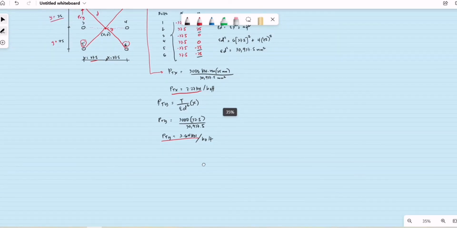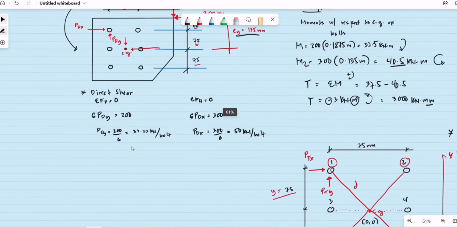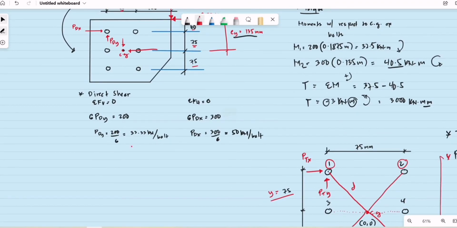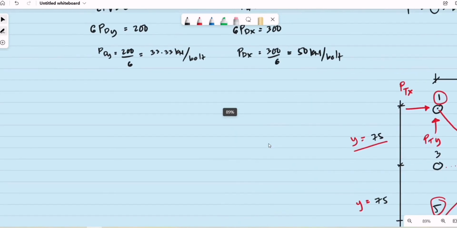Okay, so now we have the values of the direct shear and the torsional shear. Let us focus on one of the critical bolts. Let's say that is critical bolt number 1.